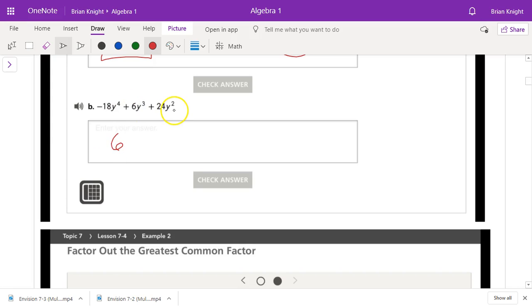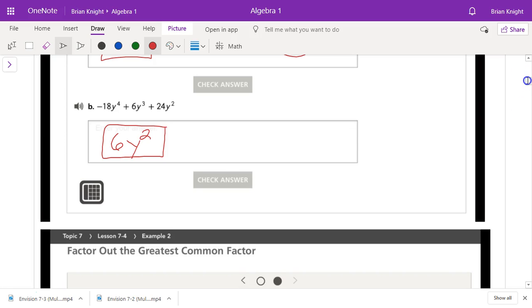And then, like we talked about, they all have a y, so you just pick the one with the, what? Smallest degree. So which one has the smallest degree? The 2. So 6y squared. Okay? Any questions? Everybody good? All right.